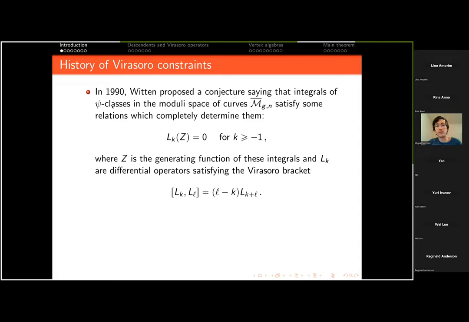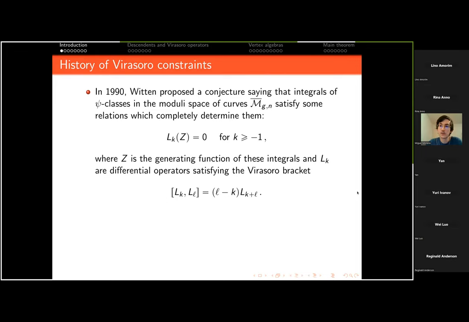So if you put those integrals of psi classes in a generating function Z, which is called a partition function, then Witten's conjecture is equivalent to some particular set of differential operators L_k annihilating Z for k bigger or equal than minus one. And these particular differential operators, they define a representation of half of the Virasoro algebra. So they satisfy this Virasoro bracket.